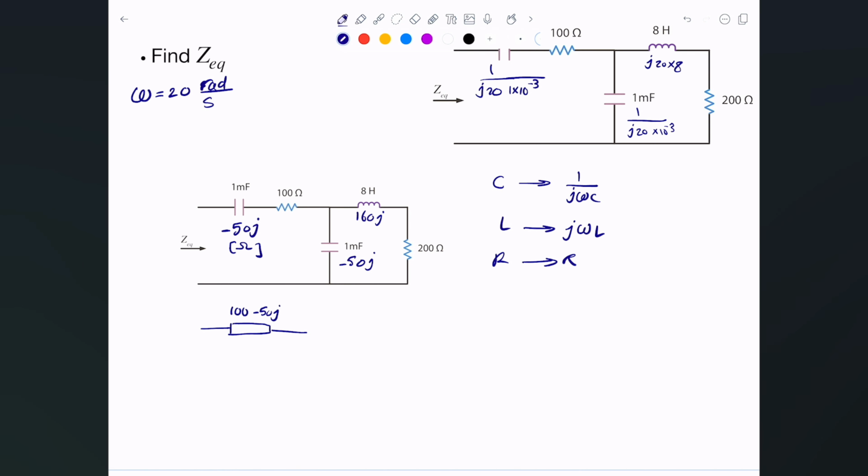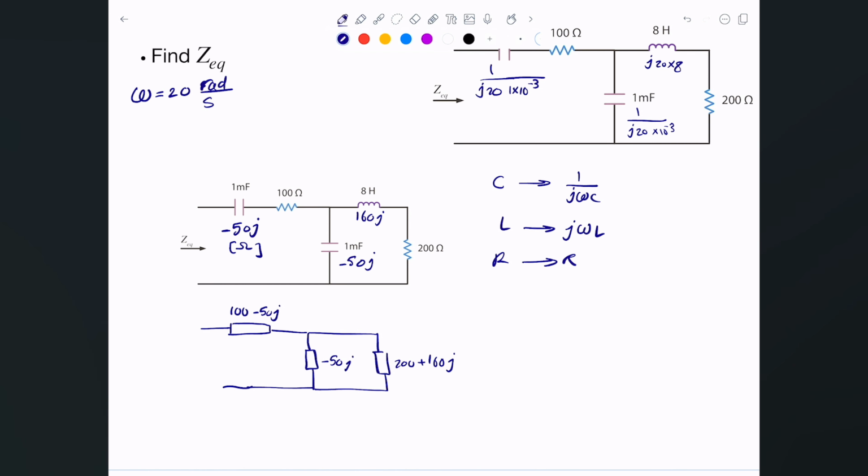So that's an impedance with a resistive component, and the reactance in here is 50j, and because it's negative, it's capacitive. So we can keep this one as a capacitor, but it's really negative 50j. And this one here, what we have is 200 plus 160j.